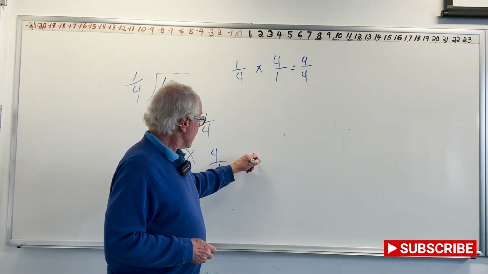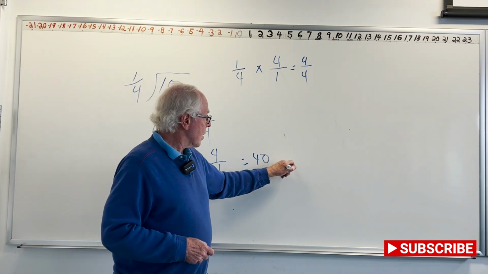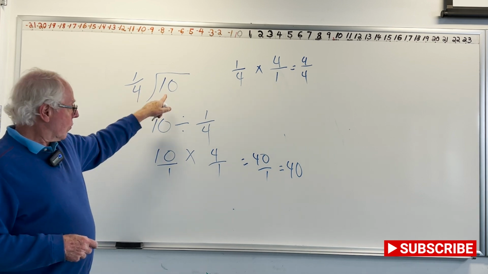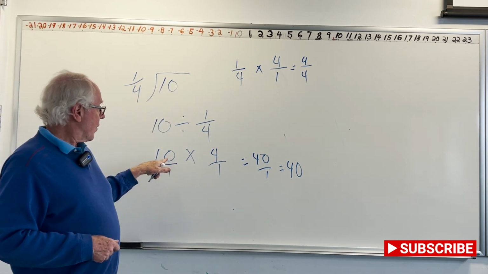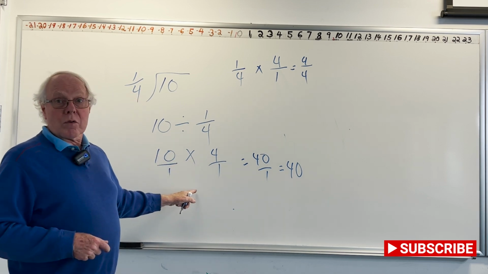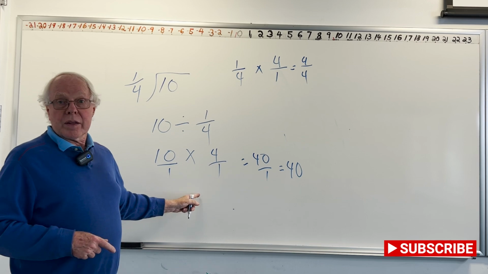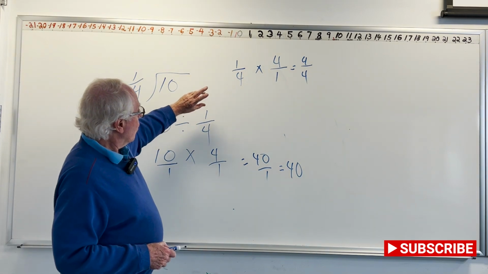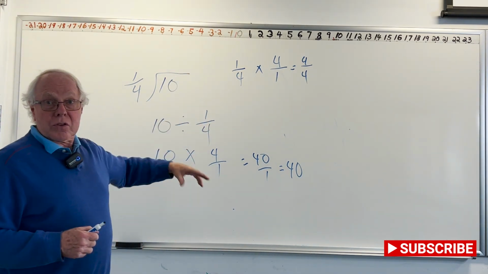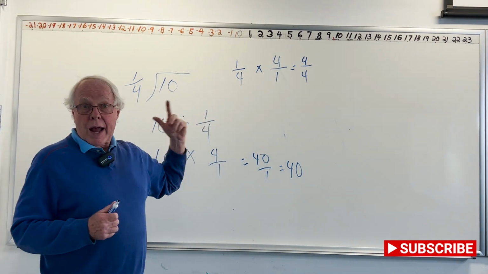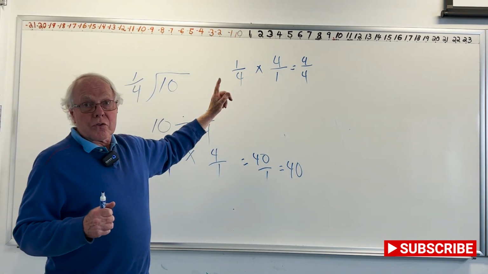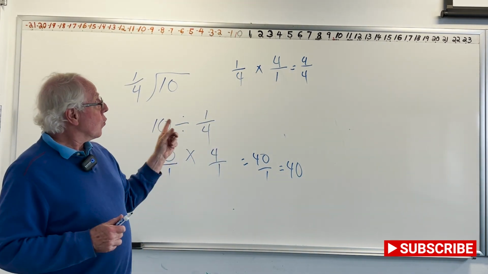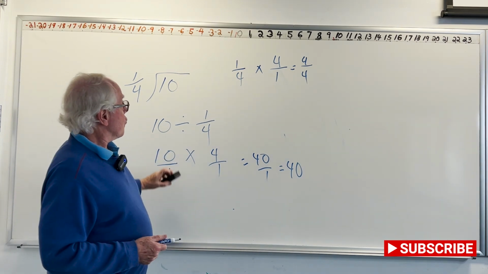4 times 10 is 40. 1 times 1 is 1. So when you're trying to figure out how many quarters are there in $10, the way to figure that out is to multiply this $10 by the reciprocal of 1/4. Dividing by 1/4 is the same as multiplying by 4/1. In class, a lot of times I just talk about flipping numbers, and that's true, but I want you to understand what's behind that. These two numbers are reciprocals, and what makes two numbers reciprocal is if you multiply them and you get 1. It's going to be very useful not only now, but as we move into algebra.